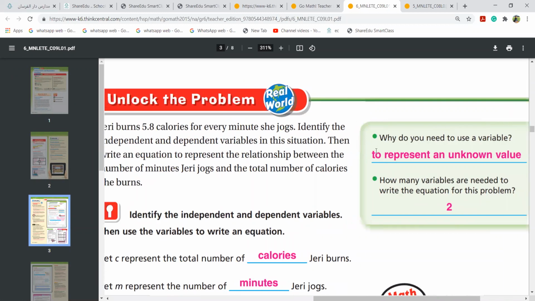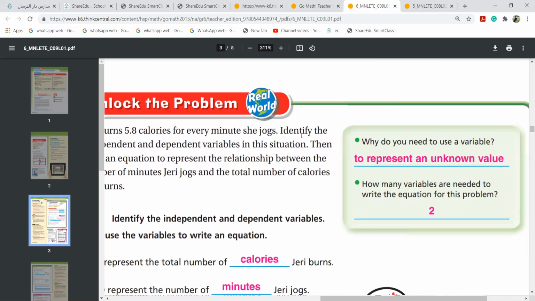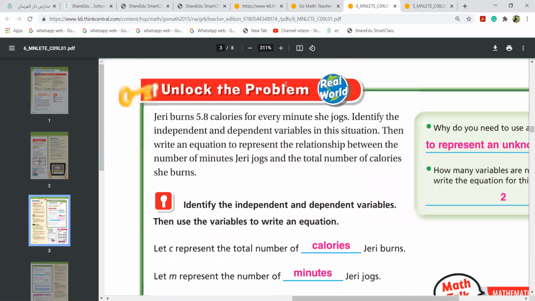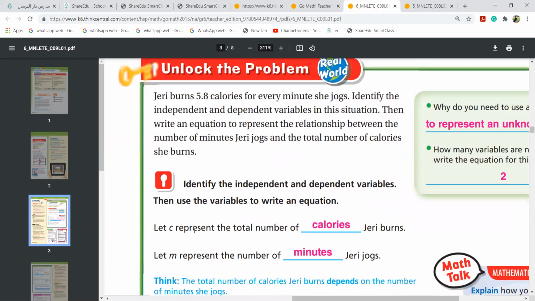See, first thing you need to understand is where is the unknown value? Where do I put X, and how many variables are needed? Two. One is the calories and one is about the minutes. Okay, one is independent, the other is dependent. Let C be the number of calories. Let M be the number of minutes. This is how we will know the dependent and independent.